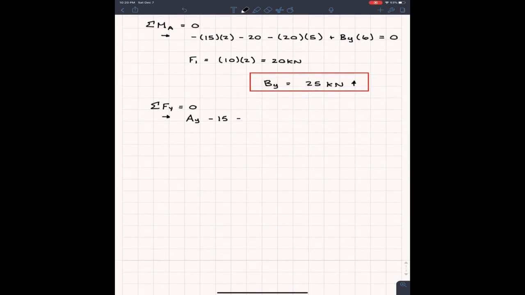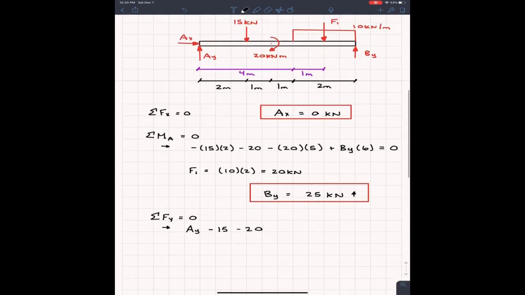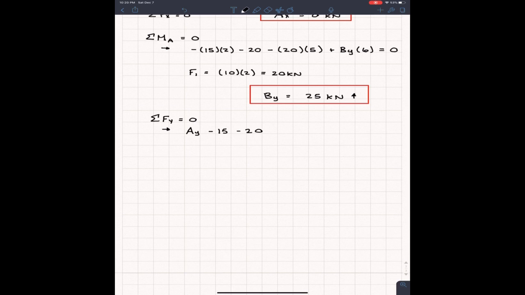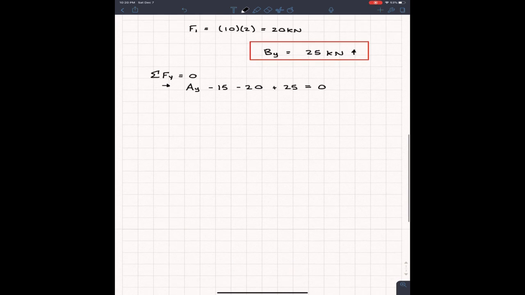So minus 20. And finally, at the very end of the beam, we got BY going upwards. But we know that BY is 25 kilonewtons. So we're just going to go plus 25. So this 25, well, that's just BY. And of course, everything is equal to 0. Our only unknown in this equation is AY. So we can solve, and we get AY is equal to 10 kilonewtons upwards, like this.